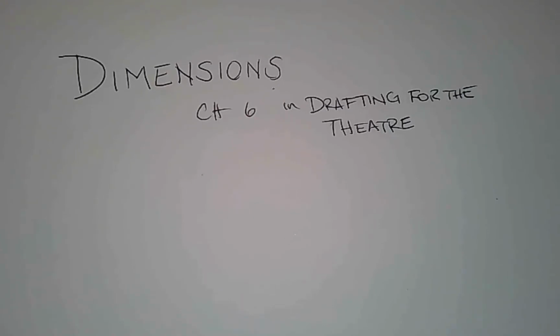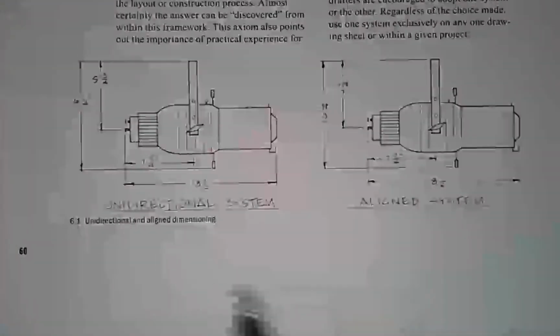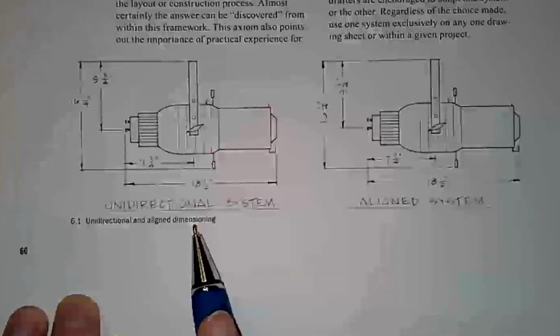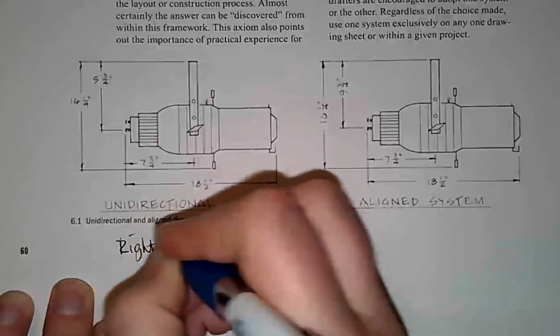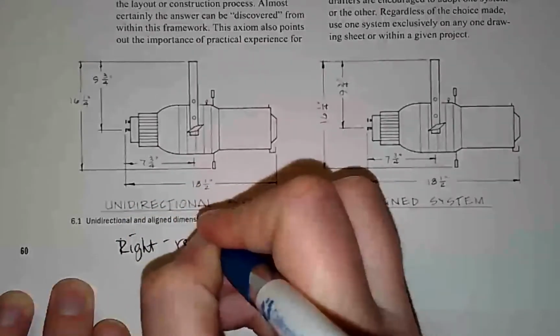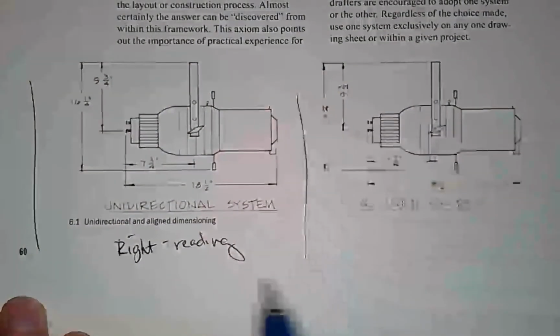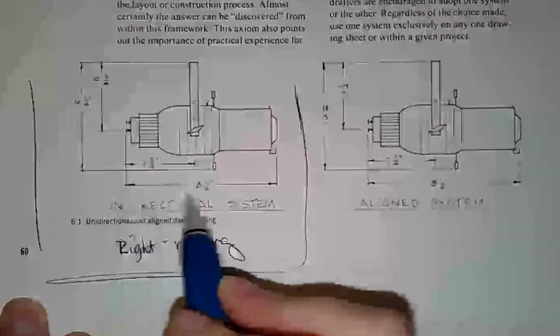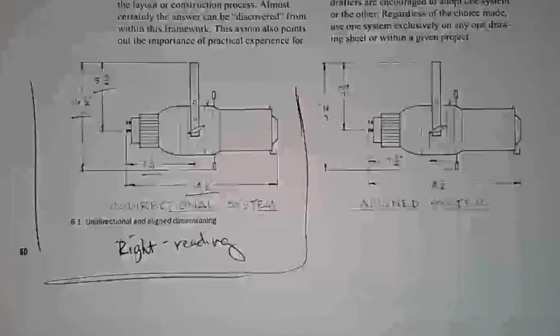There are two systems in terms of dimension layout. So we have the unidirectional dimensioning system. This is also noted as right reading, and that's because when you're looking at the page, the drawing as a whole, you can read them all. They're all right side up for you as you read the drawing.